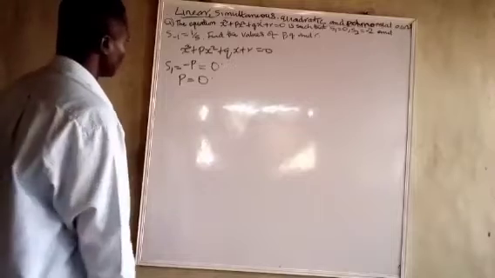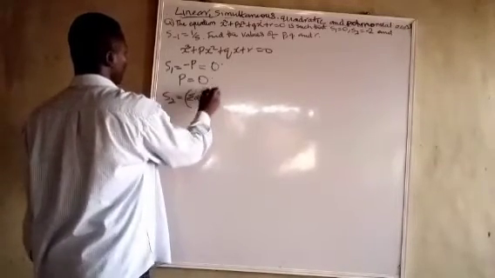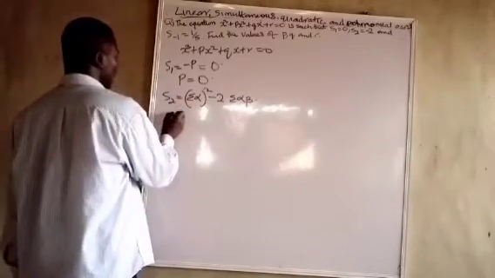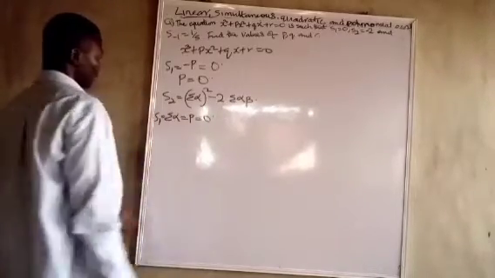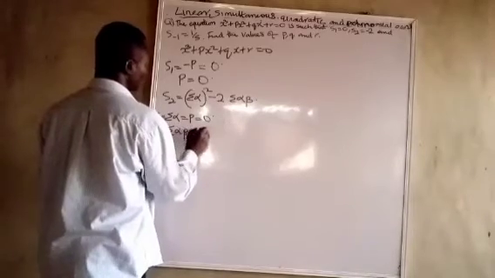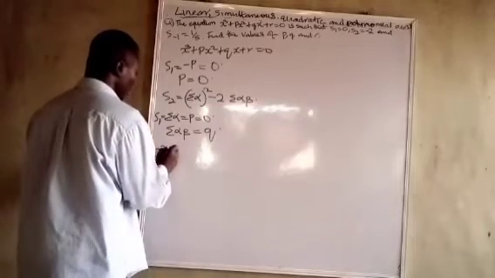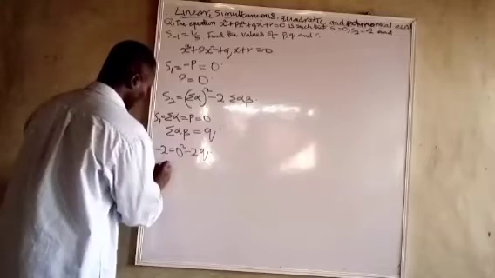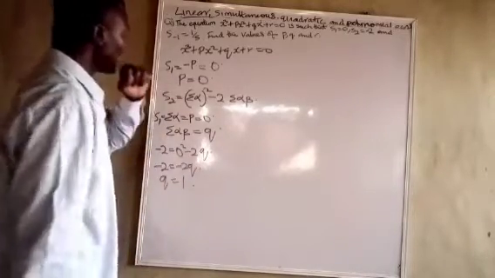Now for s2, we know that s2 is equal to summation alpha squared minus 2 summation alpha beta. Summation alpha is s1, which is minus p, equal to 0. Summation alpha beta is equal to q, and you are told that s2 is minus 2. So we have minus 2 is equal to 0 squared minus 2 into q. So minus 2 equals minus 2q, and q is equal to 1.